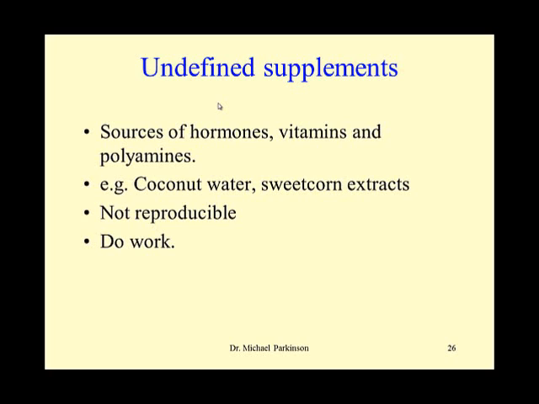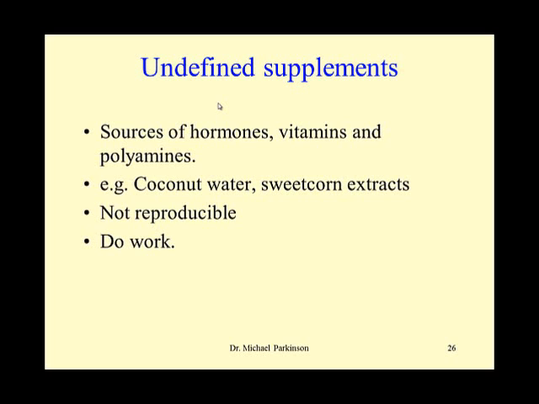There are also a range of undefined supplements, which are sources of hormones, vitamins and polyamines. So for example, coconut water is very widely used, which contains, for example, high concentrations of polyamines, also some plant hormones like cytokinins, a range of vitamins and nucleic acids. And it can be very useful in helping plant tissue cultures.